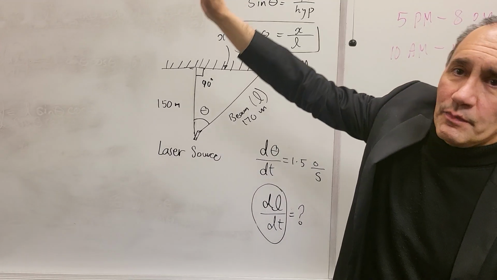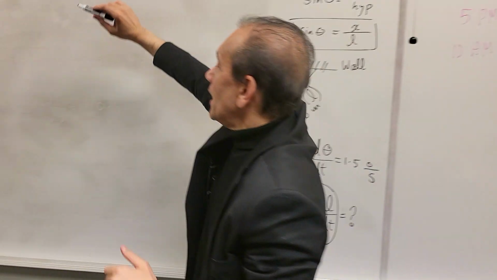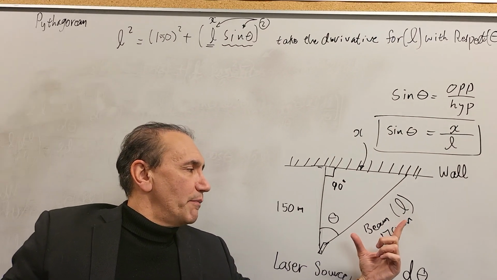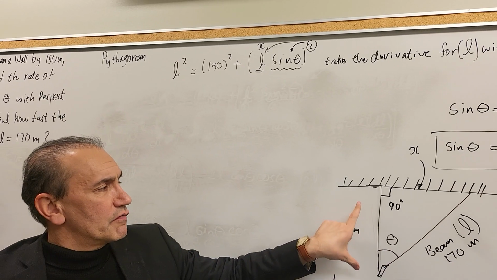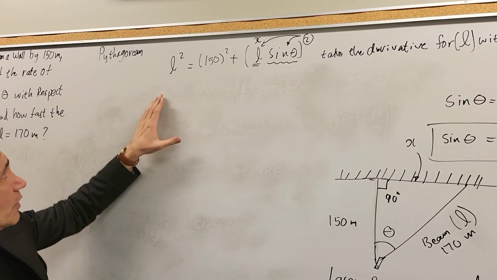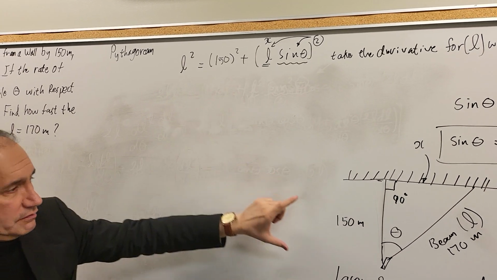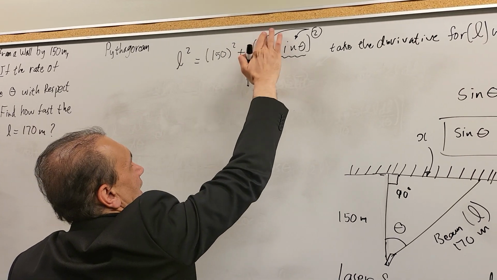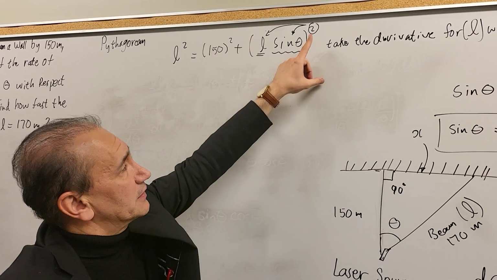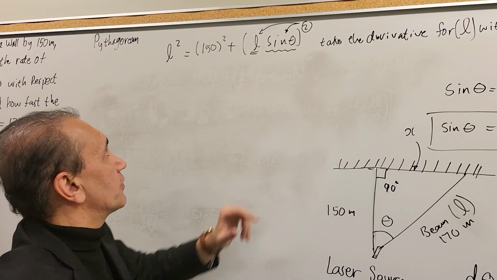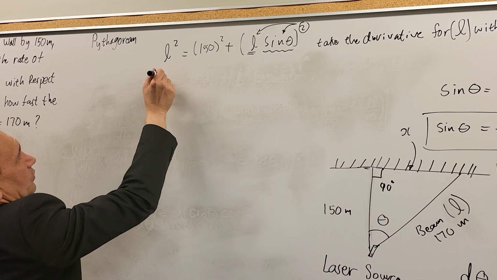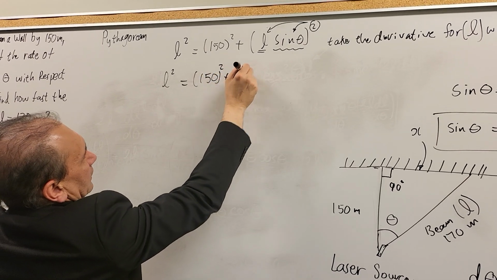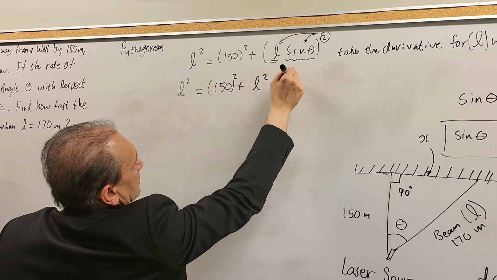So the first thing I'm going to start with is Pythagorean. According to Pythagorean, the square of the hypotenuse equals the sum of the squares of the other two sides. So L squared equals 150 squared plus x squared. I replaced x by L sine theta, but I'm going to distribute the square for both of them. So I'm going to write down here L squared is equal to 150 squared plus L squared sine squared of theta.